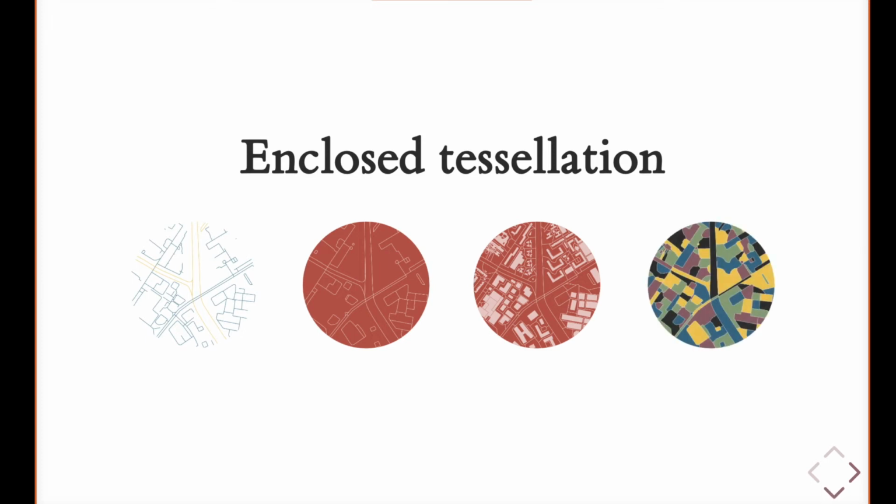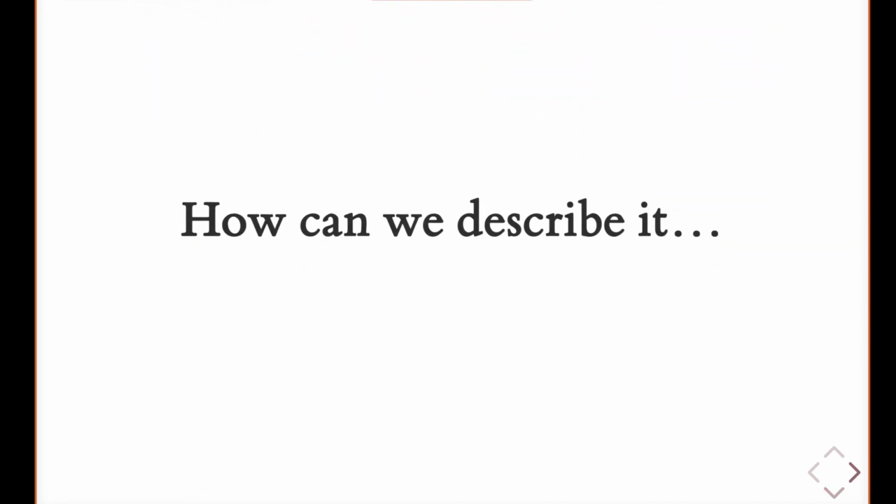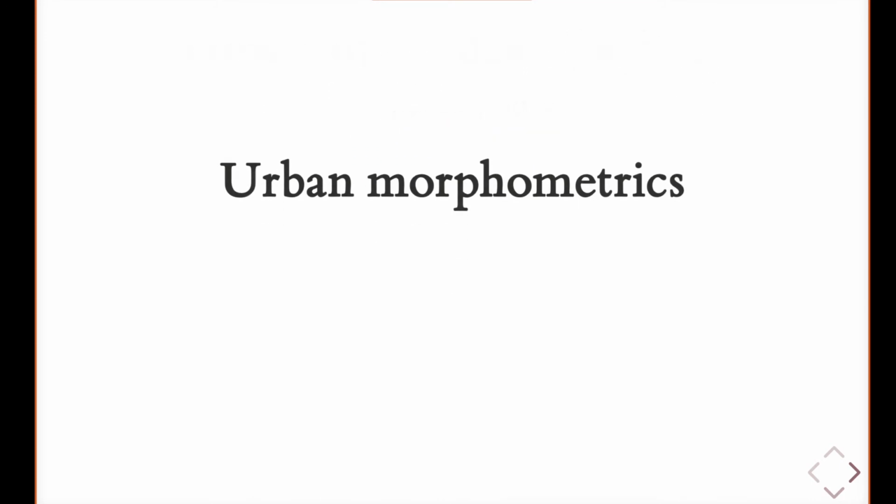I know it may be slightly complicated, but the resulting structure in a very dense urban environment is very similar to what we know from plot structures, and in very rural environments it's essentially covering areas enclosed by 4 roads. And the next question is, how can we describe it, and how can we describe it numerically? That's where urban morphometrics comes to the stage.